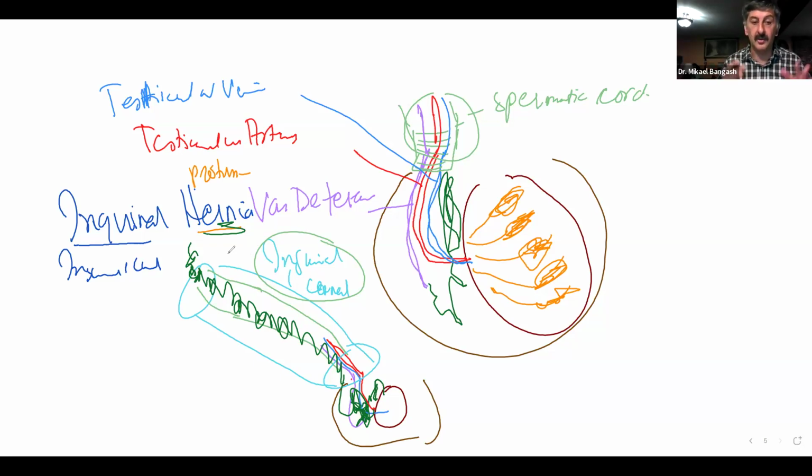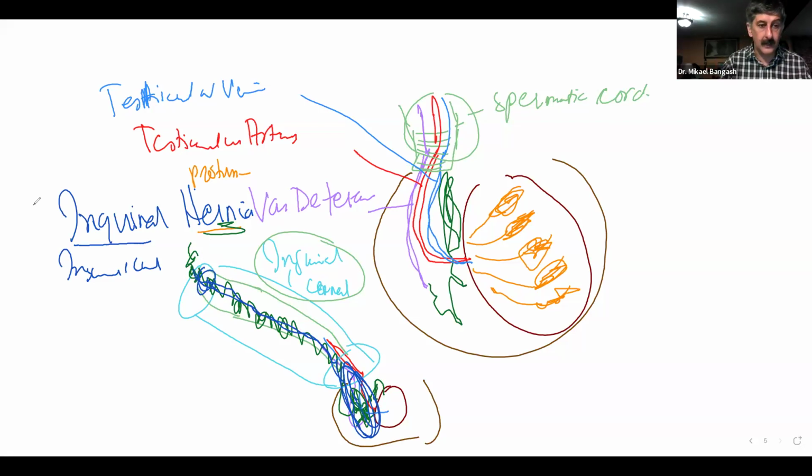Well, that straining actually causes an increase in the intra-abdominal pressure, or the pressure inside the abdomen, which may overcome this canal here, which ideally should be closed. But what may happen is that the pressure inside the abdomen is so great that loops of intestine may be able to pass through this inguinal canal and ultimately end up in the scrotum as well.